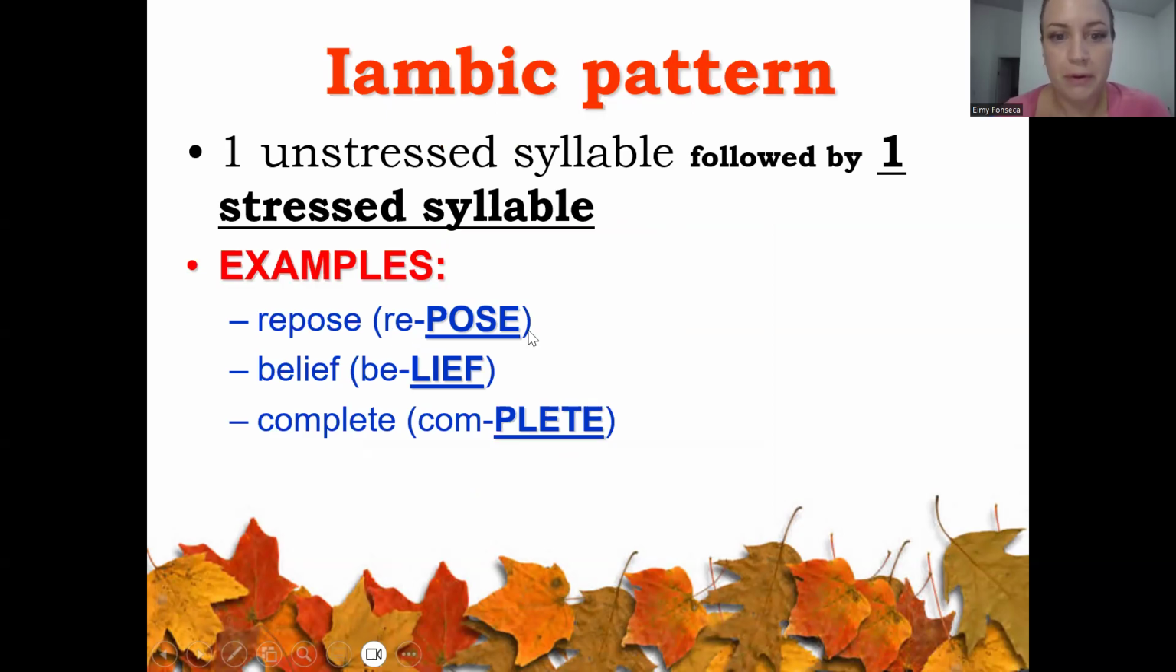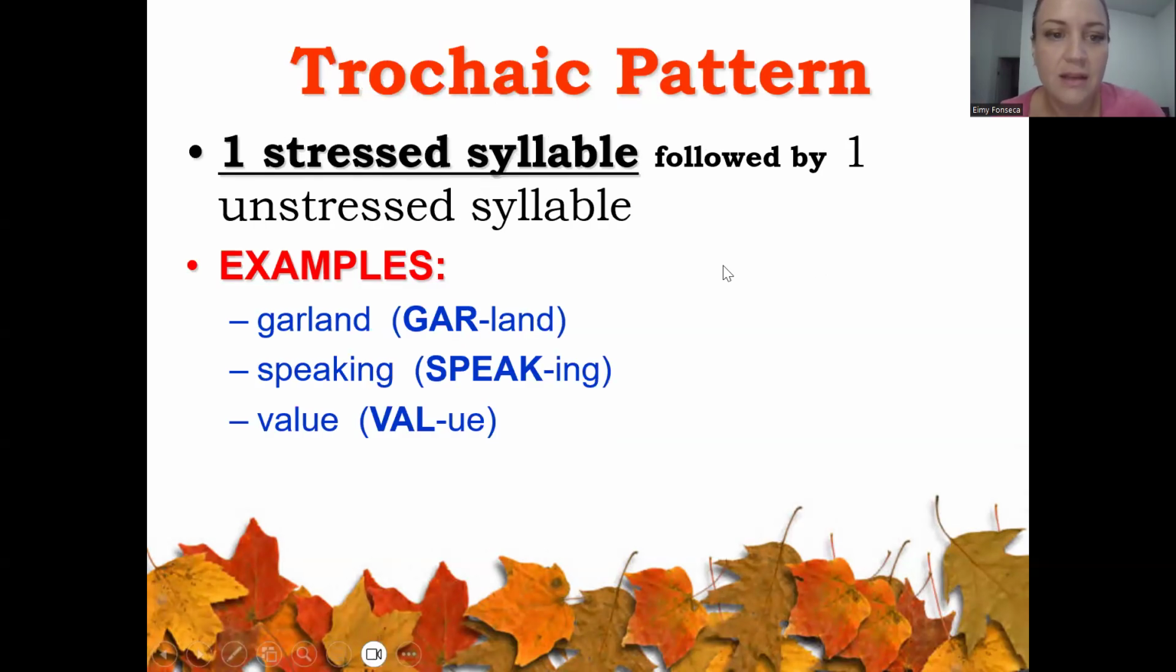So in this word, repose, we have one foot. In believe, we have another foot. And in complete, we have another foot. That foot, since it is formed by one unstressed syllable and one stressed syllable, is called iambic. Then the trochaic. The trochaic is formed by one syllable that is stressed and one that is not stressed. For example, garland or speaking or belly.